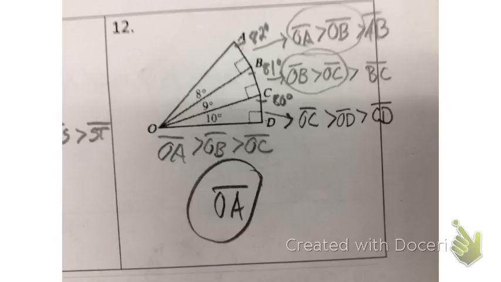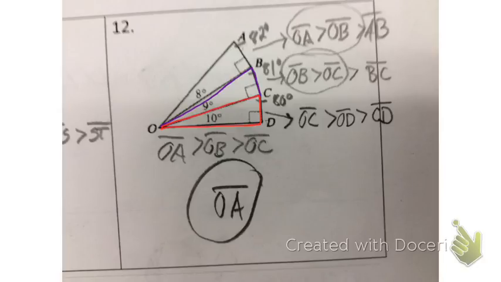So I started off with this triangle here. I started off the one with 10 degrees. And I said, based upon that drawing, this must be 80 degrees. 90 degrees is my biggest side, so that tells me that OC has to be the biggest out of those three sides. So I came with OC is bigger than OD is bigger than CD. Then I went to the next triangle. I went to the one that's 90 degrees. And I saw that this needed to be 81 degrees.